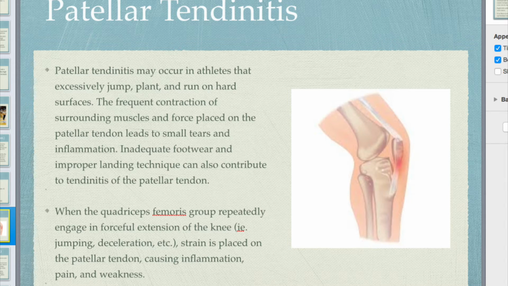And what's happening anatomically is that frequent contraction of the quadriceps femoris during movements like jumping and deceleration, movements that are common in basketball, places an extra force on the tendon, which leads to small little tears and inflammation and eventual weakness. And on top of that, inadequate footwear and improper landing technique can also contribute to this injury.